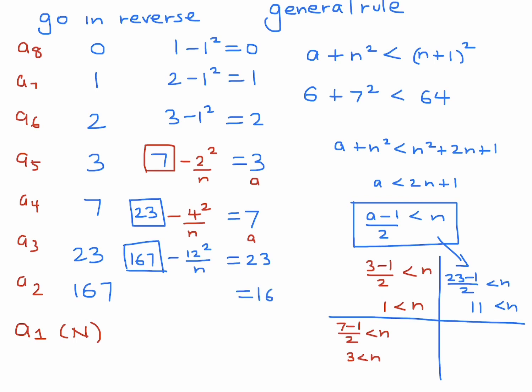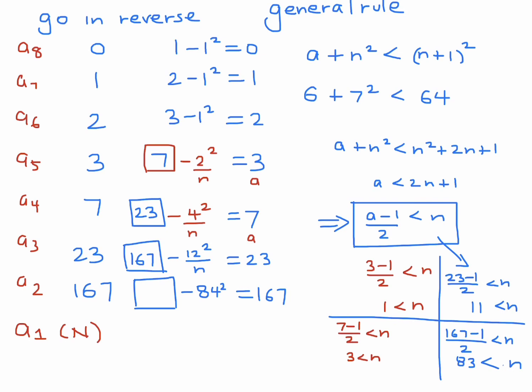So we're down to our final step. How do we get 167? Apply this formula one last time. A in this case is 167, minus 1 all over 2 is less than n. That means n is greater than 166 divided by 2, which is 83. N has to be greater than that. So the smallest I can make n is 84.